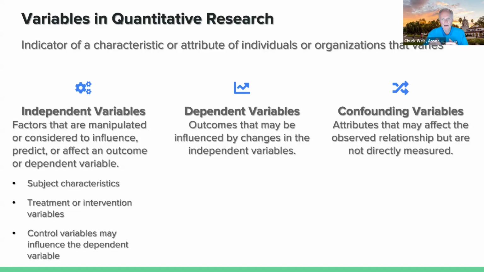So say, for example, you have a program where you're trying to teach English learners something. That's the independent variable, the program. The dependent variable is how you assess whether or not they acquired that information. And then there are confounding variables that sometimes we either can identify but can't measure, or do try to measure, but typically they're not directly measured in a study.